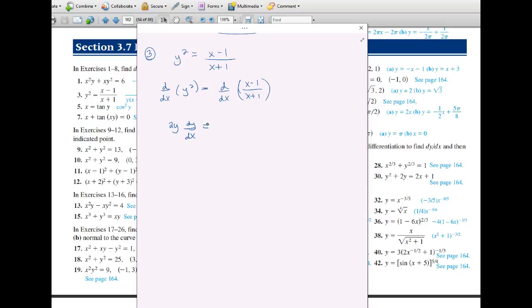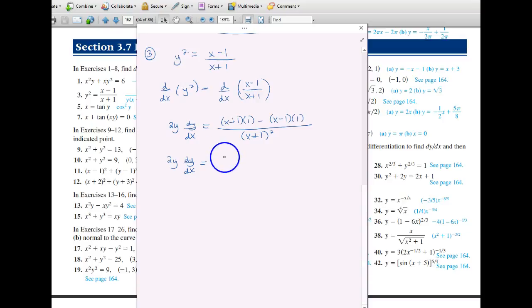Okay, so 2y dy dx, good on the left side? Okay, on the right side. Remember, these are all x's, so I don't have to worry about that whole implicit differentiation on the right side. So it's low d high, take high d low, cross the line, and square the low. Okay, what do we get on the top? x plus 1 minus x plus 1. So the x's are going to cancel, and we get 2 on the top.